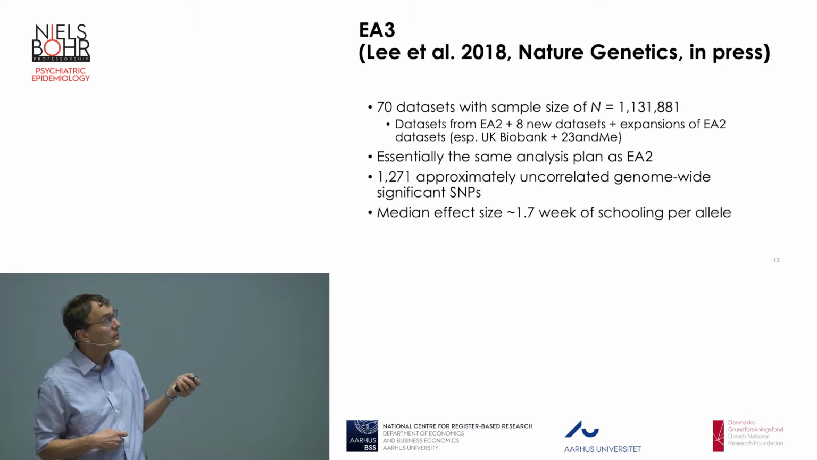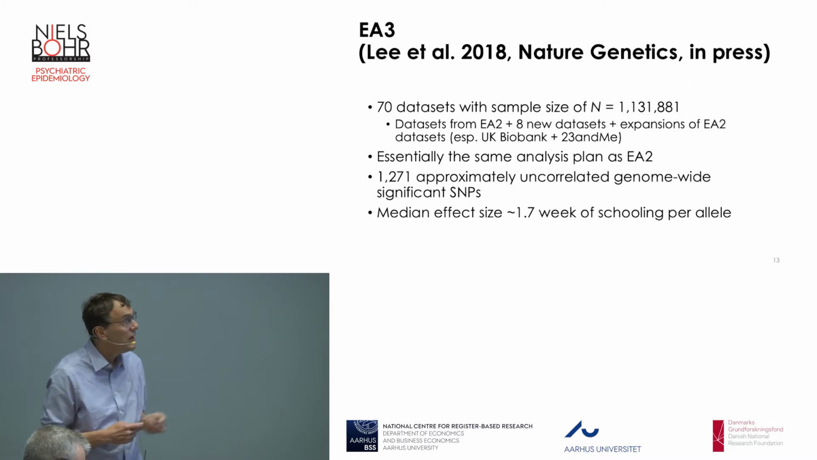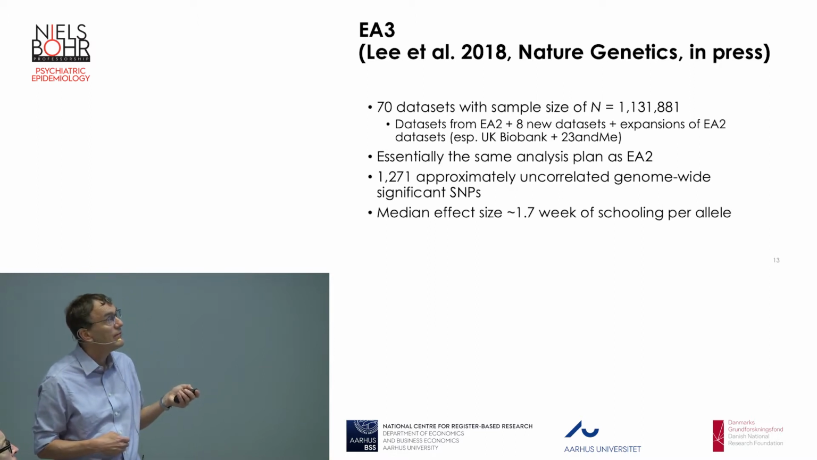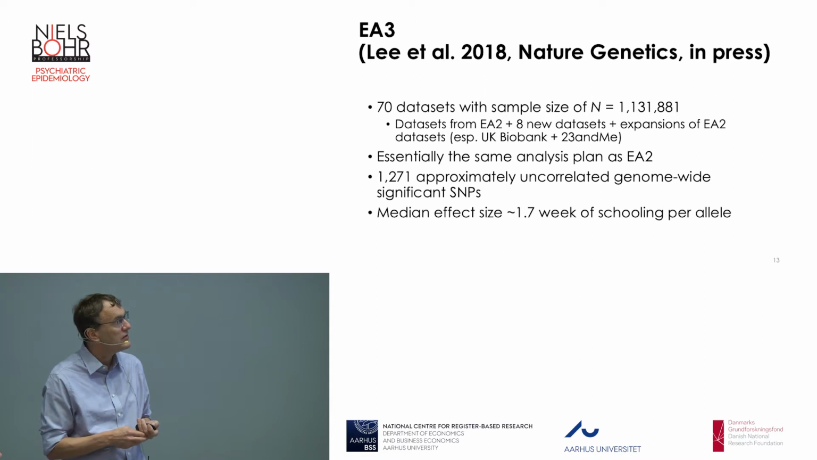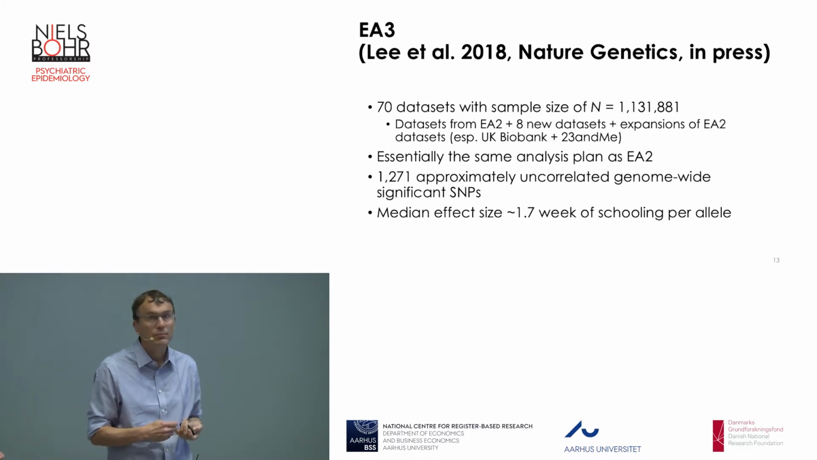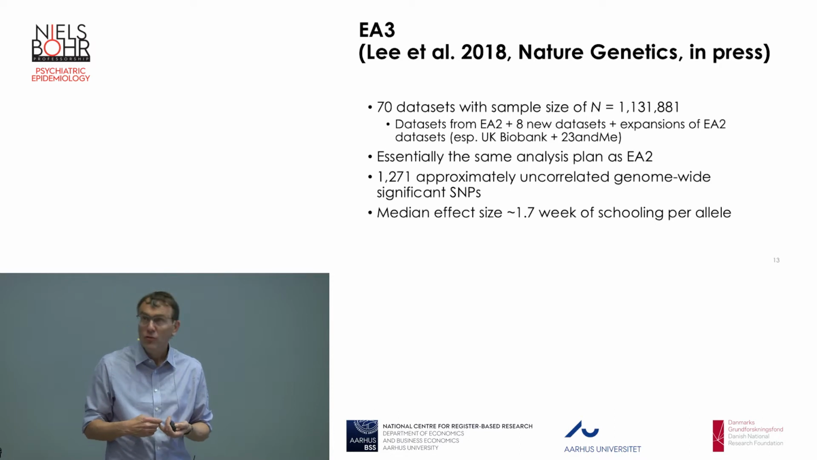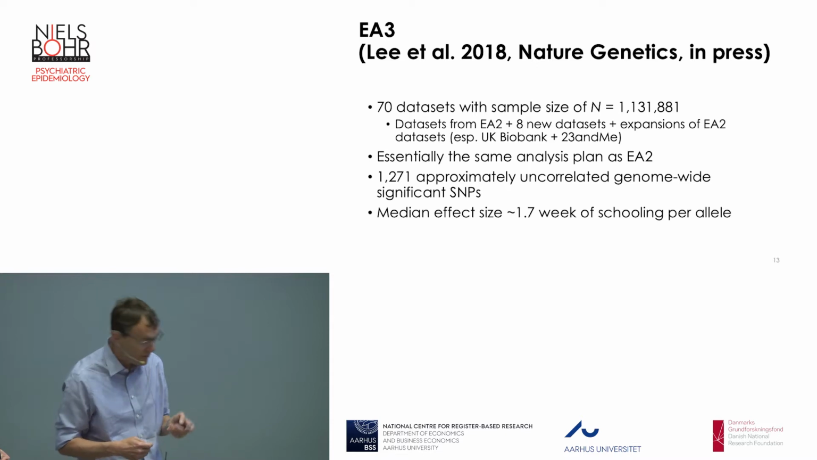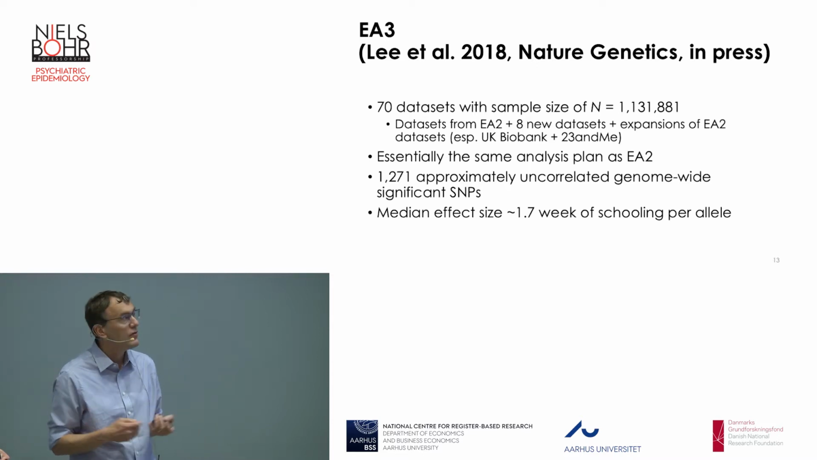Basically we took the published results of the second study and added a bunch of new data, in particular the full UK Biobank set and data from 23andMe. We followed essentially the same analysis plan as in the previous study, and we now found nearly 1,300 genome-wide significant hits. To give you an idea how small these effect sizes are, the median effect size of these significant hits is about 1.7 weeks of schooling per allele. You might think that is not small, but the typical phenotypic standard deviation for educational attainment in the population is of the order of 5 years or so, which is very many weeks. So these are very small effect sizes, and therefore you need these huge sample sizes to pick them up.